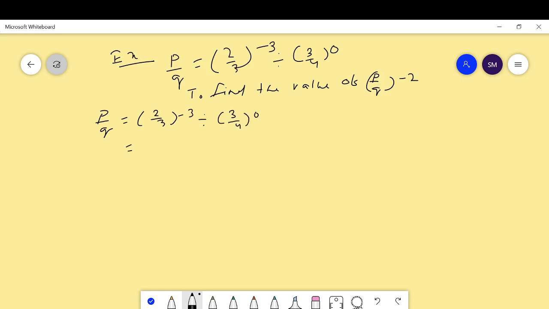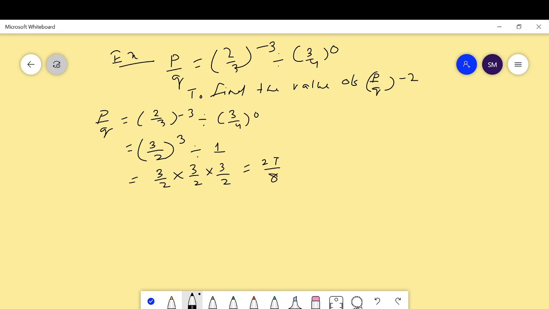Here 2 by 3 to the power minus 3. I have already told you, students, in case of negative exponents we cannot find the value. Take the reciprocal and make the exponent positive. So 2 by 3 to the power minus 3 means 3 by 2 to the power 3, divide 3 by 4 to the power 0 means 1. x to the power 0 is always 1. This is 3 by 2 into 3 by 2 into 3 by 2, which is equal to 27 upon 8.